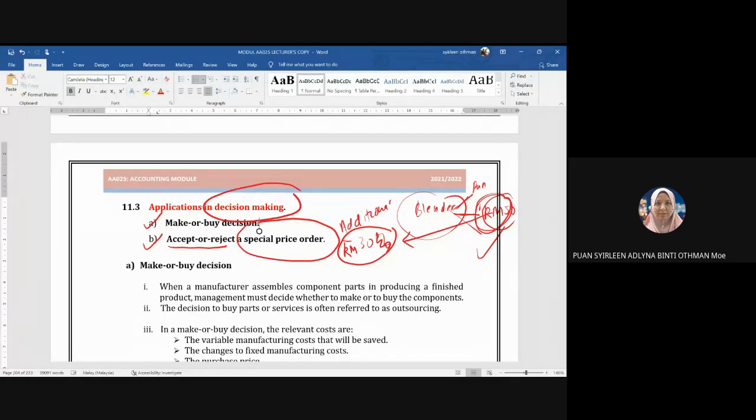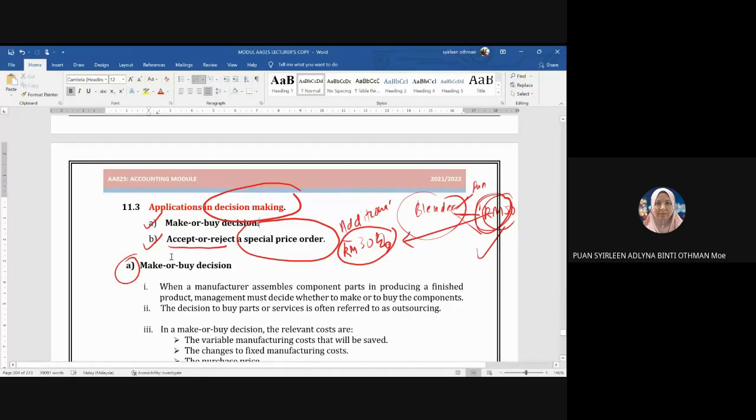So, lebih baik kita accept saja kan. Okay, walaupun harganya lebih rendah. So, kenapa? Nanti kita akan tengok based on the calculations lah. Right? Okay, so kita tengok ini. Okay, the first one we're going to do is make or buy decision.